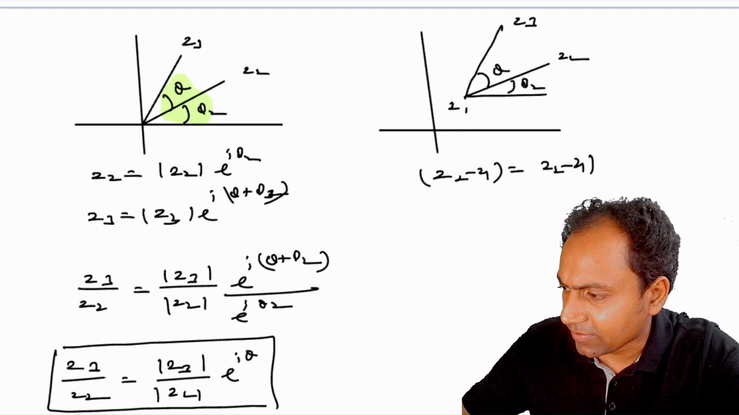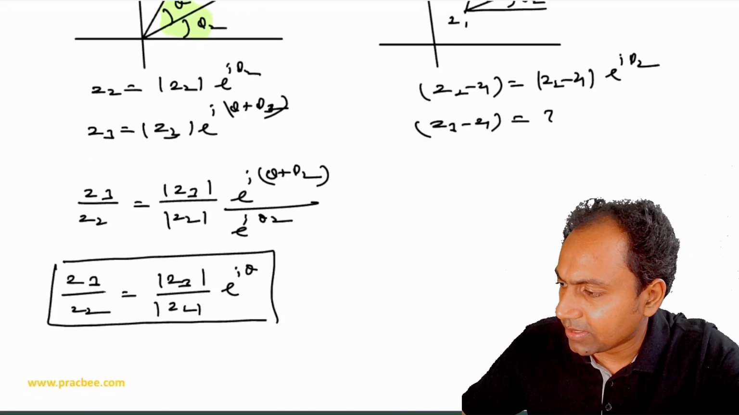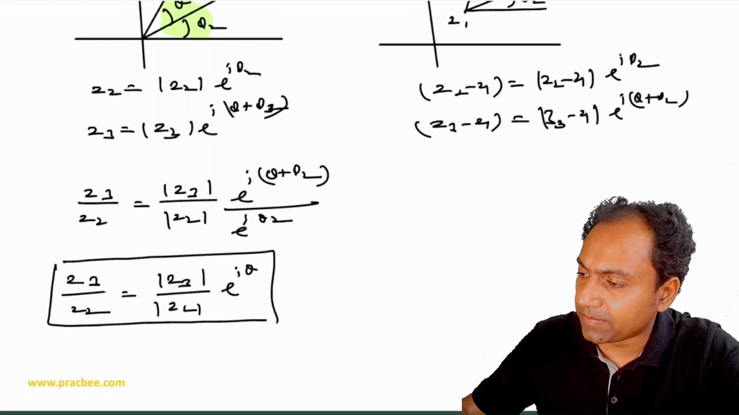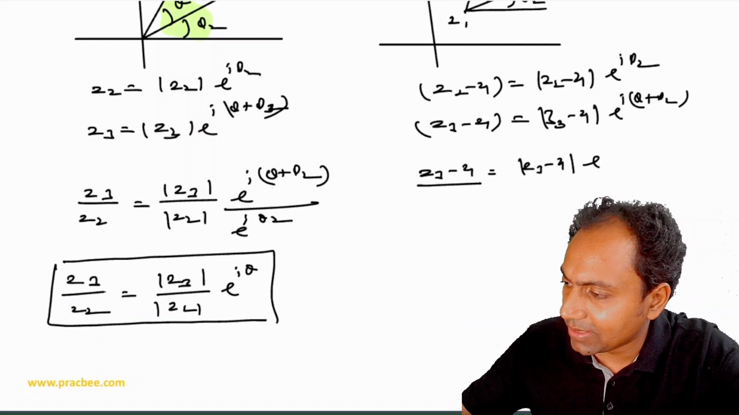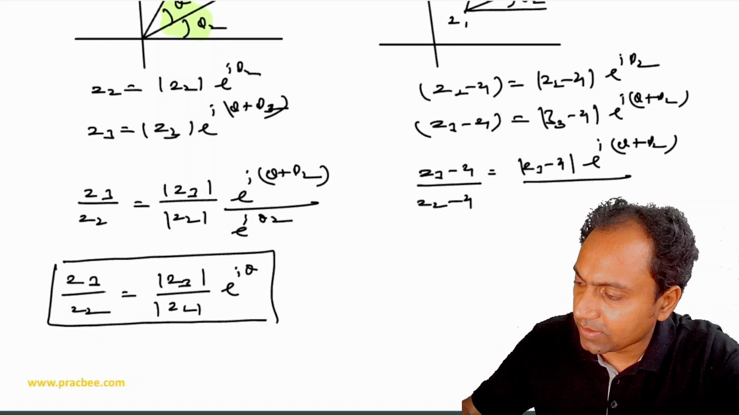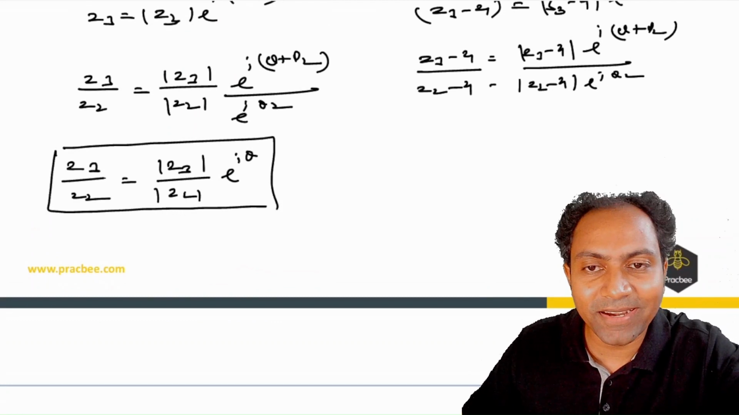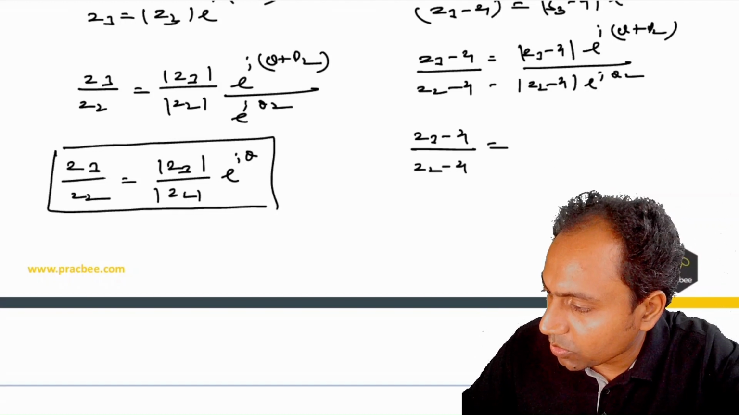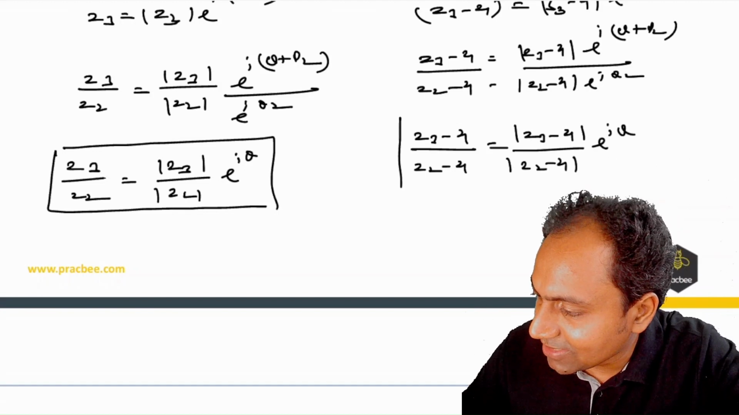And here also I can write Z2 minus Z1 equals mod of Z2 minus Z1 times e raised to the power i theta 2. For the other one, I can do the same thing: Z3 minus Z1 is equal to mod of Z3 minus Z1 times e raised to the power i (theta plus theta 2). And again, if you divide them, Z3 minus Z1 by Z2 minus Z1 is equal to mod of Z3 minus Z1 by mod of Z2 minus Z1 times e raised to the power i theta. And this is known as the rotation formula.